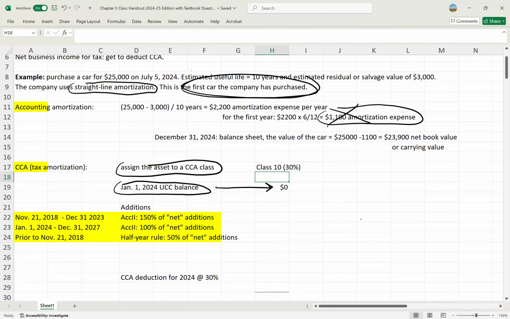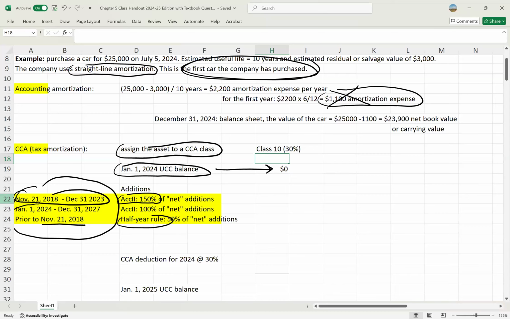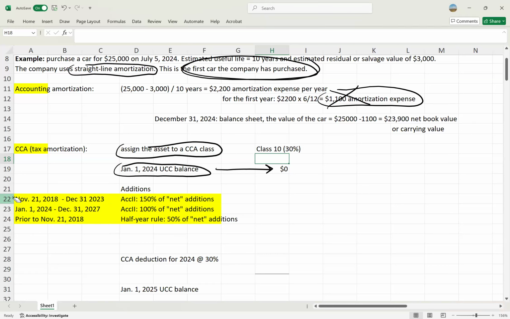Now, this is sort of where we get into some challenges because the way that CCA is calculated has changed over these periods. So prior to November 21st, 2018, we used what was called the half-year rule. Between these dates, we used the accelerated investment incentive at 150%. And now in 2024, we use the accelerated investment incentive at 100%. So for this example here, I'm going to show you how the 3 methods would differ. So I'm going to just take away the year here. I'm just going to put January 1st.